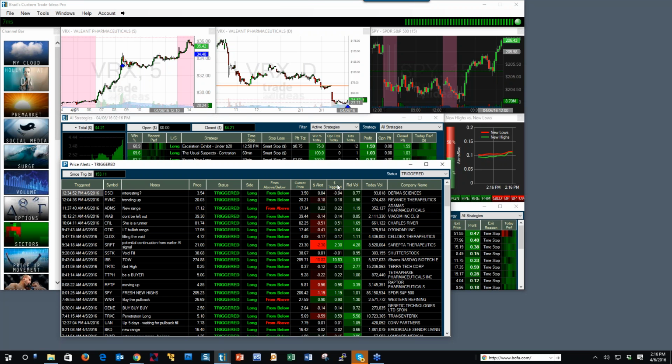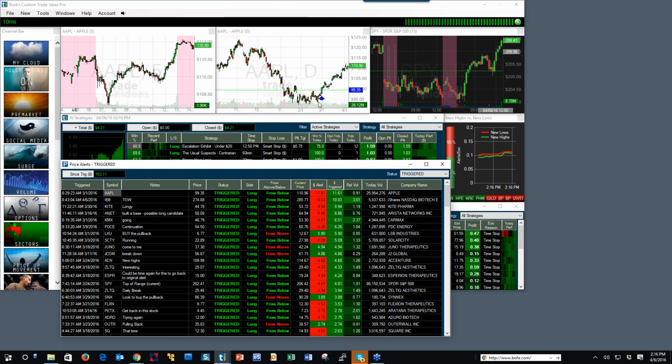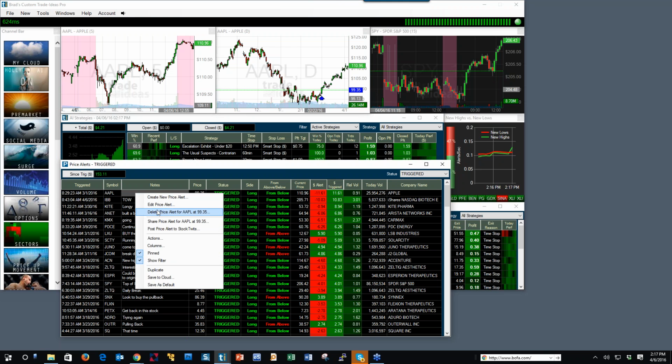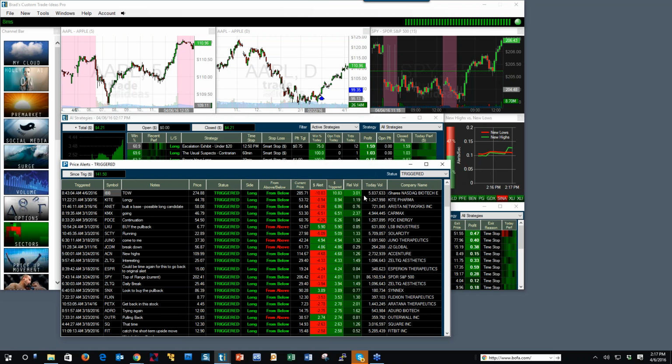So for instance, if I was to sort my price alerts on dollars since triggered, and I go to the Apple, you can see this is where I got long Apple at this cross right here, and this happens to be the best winner from a dollar perspective, maybe not from a percentage perspective, but that's how this particular since triggered will work. And if I was to right click in here and delete that particular signal, I'm going to lose that $10 that I had, and now it's at 141.